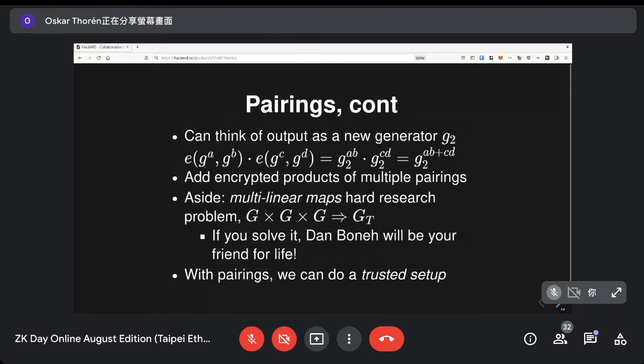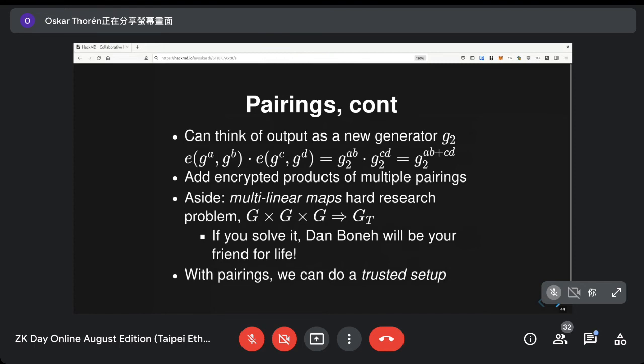And you can think of the output as a new generator, G2, that allows us to add encrypted products of multiple pairings. As an aside, we looked at bilinear maps, but there is also the concept of multilinear maps, which is a very hard research problem. In this case, even just having a trilinear map is hard. And if you solve it, then famous cryptographer Dan Boneh will be your friend for life. There's that.